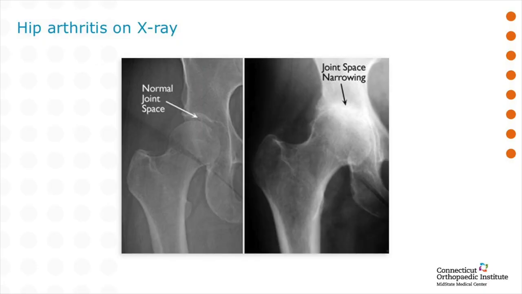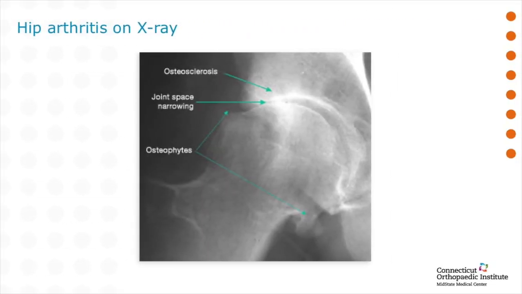On x-ray, you can see on the left side the normal hip joint with normal space between the socket and the ball. And on the right side, you can see very severe narrowing. The two bones almost look like they're touching. That's severe arthritis. Here's a more detailed view.